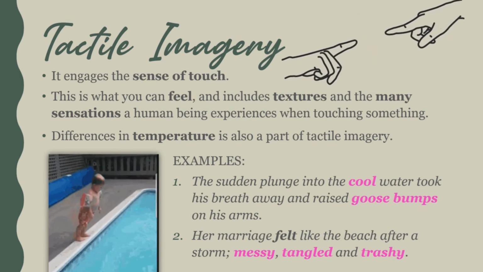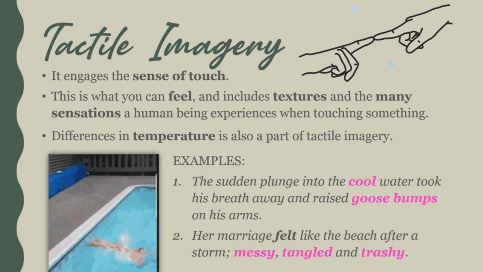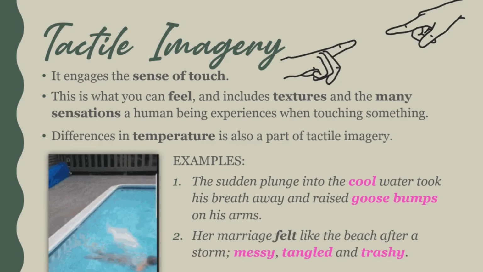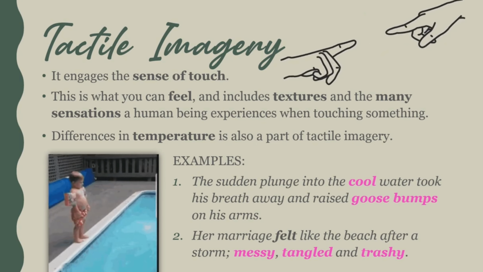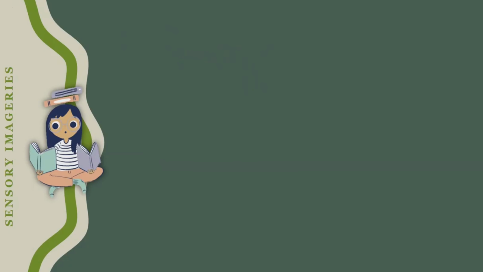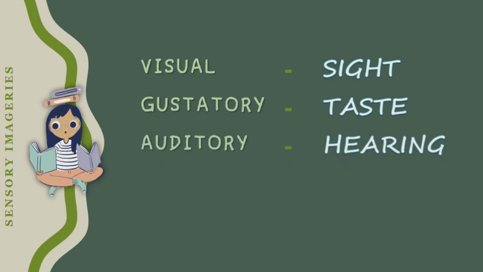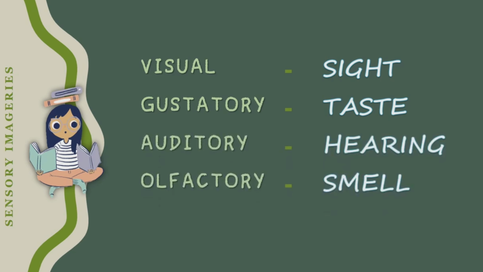Based on these examples, tactile imagery does not just refer to physical sensation, but can also be felt as human emotion. Do you get it? That's great. Now, it's time for us to recall the 5 types of imagery. We have the visual, appeals to our sight; gustatory, taste; auditory, appeals to our hearing; olfactory, our smell; and of course we have the tactile, appeals to touch or feeling. Have you fully understood our lesson in this episode?